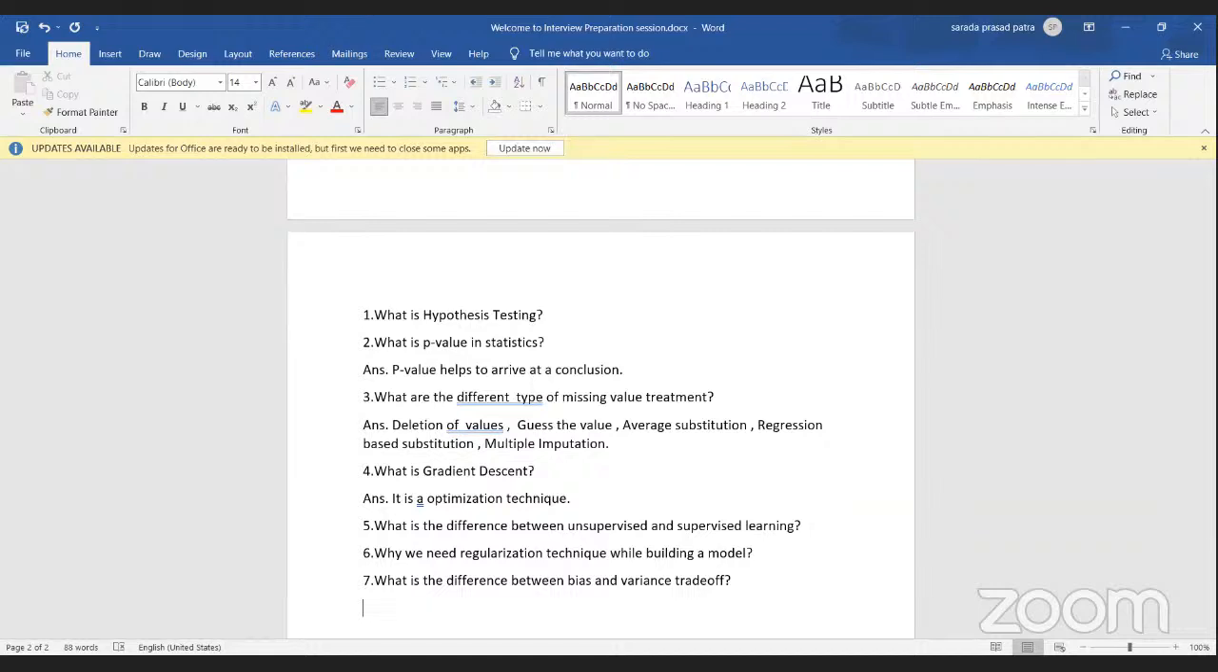What is the difference between bias and variance trade-off? Anyone? Ishita is correct.